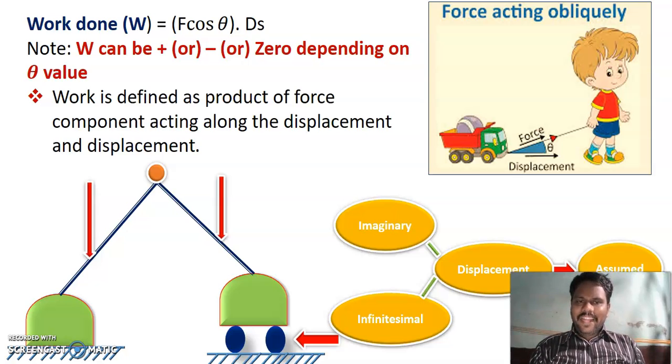Now, let us consider a system of forces acting on a body in equilibrium. In equilibrium, the displacement is zero, hence the work done is zero. However, if we assume an infinitesimally imaginary displacement given to a body in equilibrium, such a displacement is known as virtual displacement.